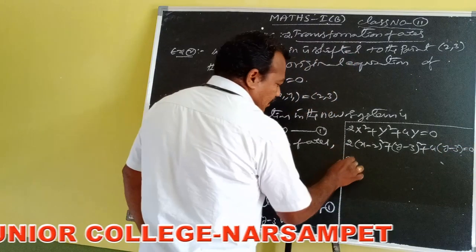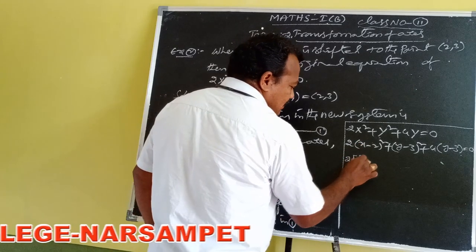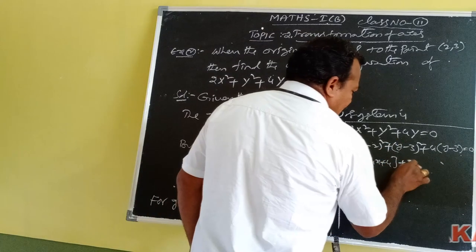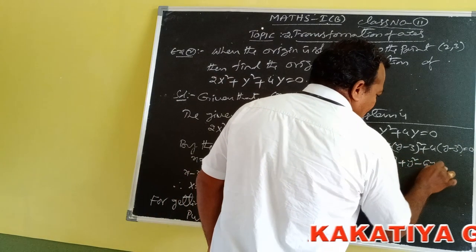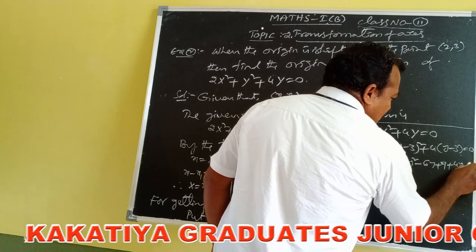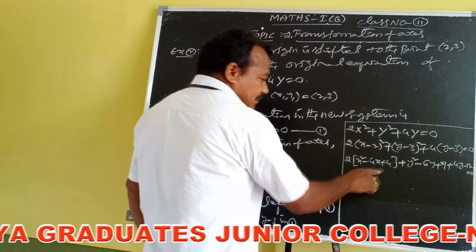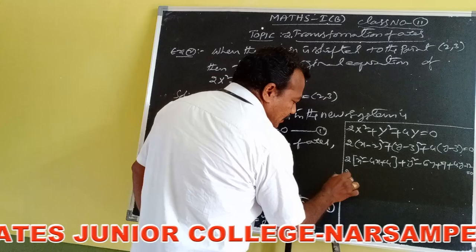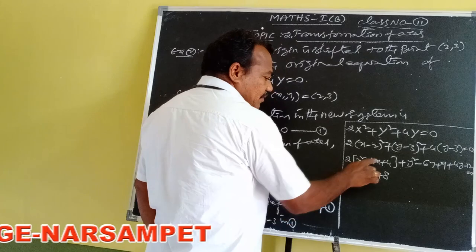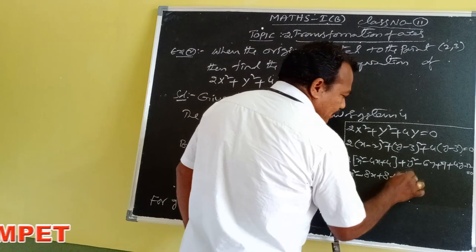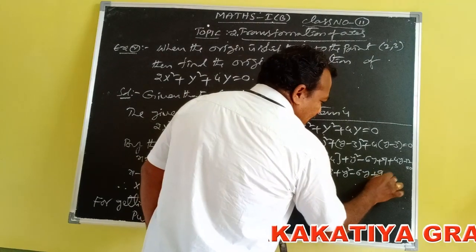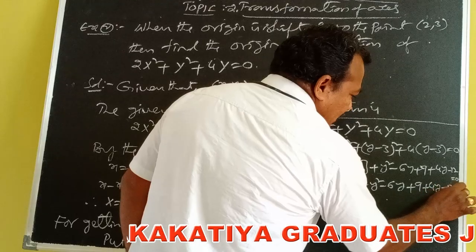Expanding (x - 2)² as x² - 4x + 4, and (y - 3)² as y² - 6y + 9, plus 4y - 12 is equal to 0. Now multiply all these terms of the first bracket by 2: 2x² - 8x + 8, and plus y² - 6y + 9, plus 4y - 12 is equal to 0.